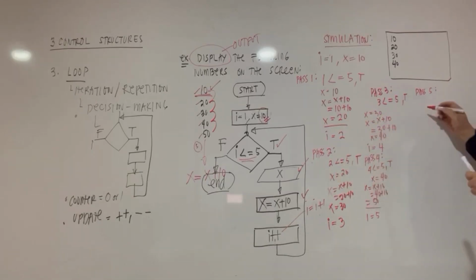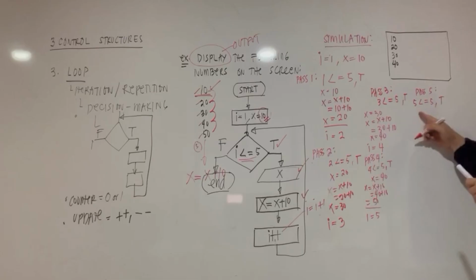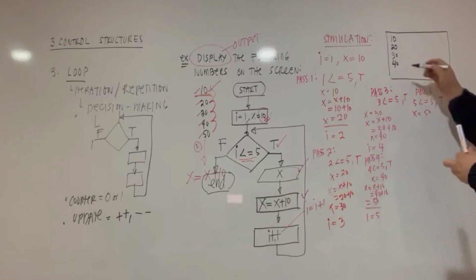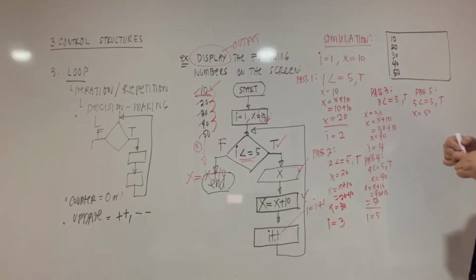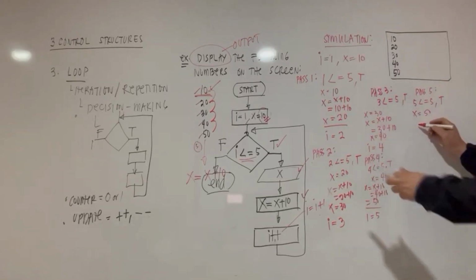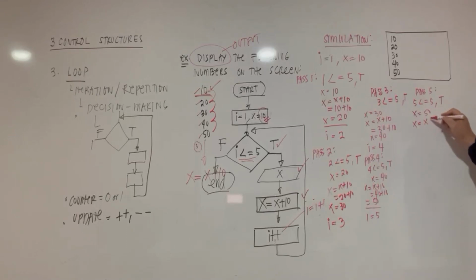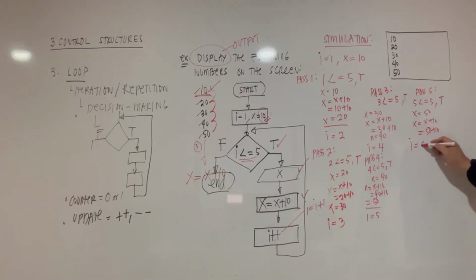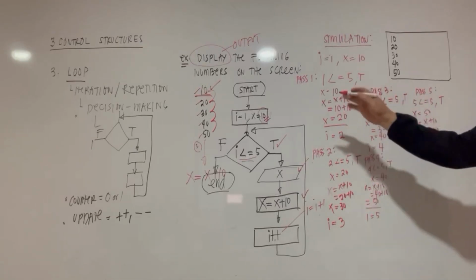Then go to the condition. 5 is less than or equal to 5. So that is still true because 5 is equal to 5. And then the next instruction, let's say x will output the value of 50. So let us put here 50. Then the next instruction saying x is equal to x plus 10. So you have 50 plus 10. And then increment the I. This is now 6. Then it goes back.